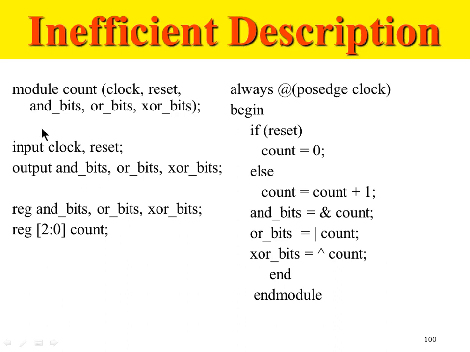So here we are saying this is an inefficient description as far as the guidelines go. Before we see the efficient description, can you try to guess, or try using the guidelines that we saw, why this is called an inefficient description? And possibly point out how we can make it efficient.